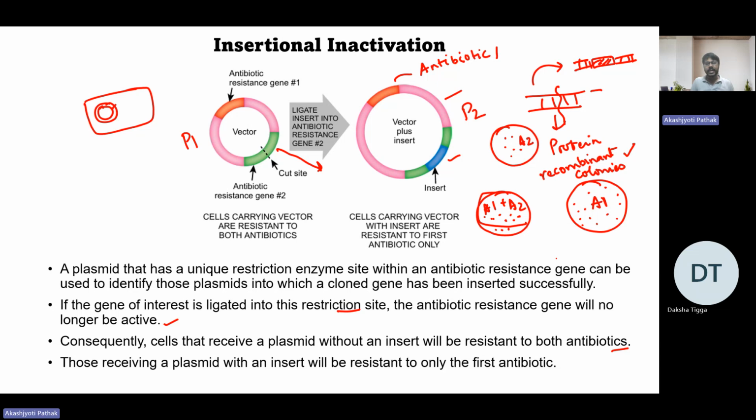So you have to plate the bacteria on all three different media. Media supplemented with antibiotic 1 and antibiotic 2. In this type of media, the bacteria which have received this plasmid will grow. Okay. And in the media supplemented with antibiotic 1, what will grow? These will grow, and these will also grow.